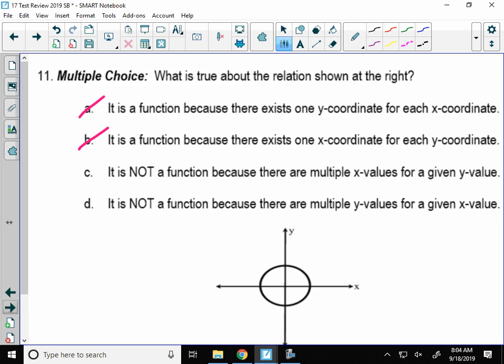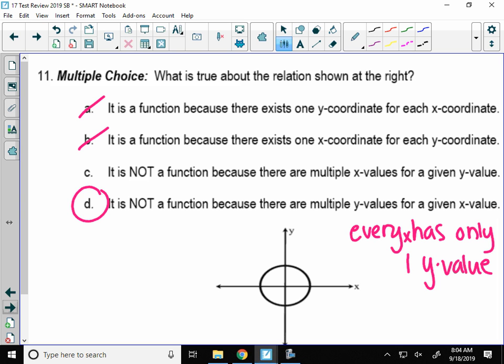Think about the definition of a function. The definition of a function says every x has only one y value. So which definition, C or D, matches that? Well, that would be D. There is more than one y value. So if I picture this x right here, there's more than one y value for that given x. That's actually kind of the definition of the vertical line test. So that graph fails the vertical line test because of that rule.